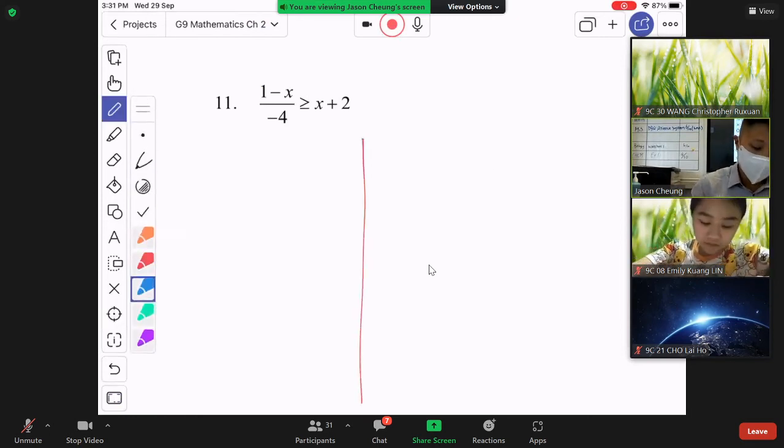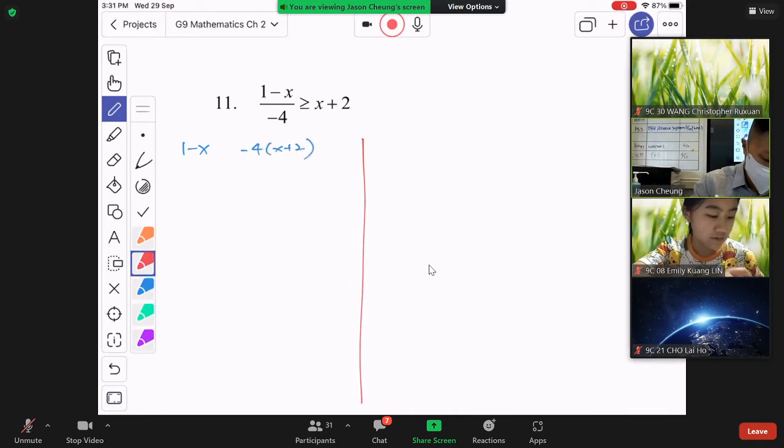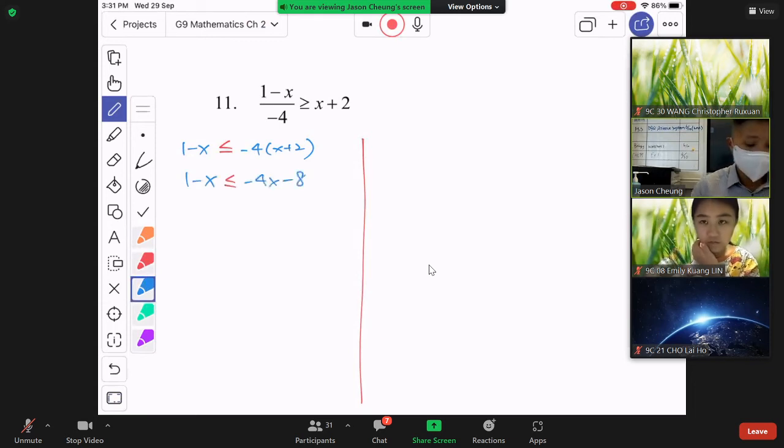How do people usually do it? First of all, multiply by negative 4 on both sides. When we multiply by a negative number on both sides, therefore we have to change the inequality sign. And then, next one. Negative 4x minus 8. And then negative 4x to the right-hand side, negative 8 to negative 9. Therefore, x is less than or equal to negative 3.